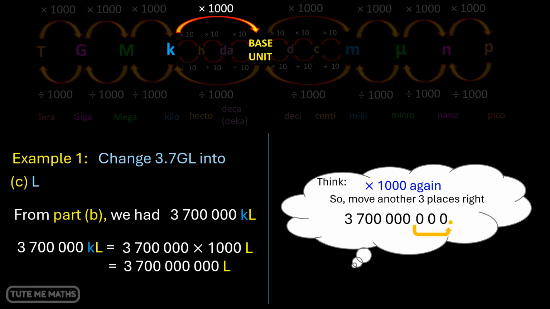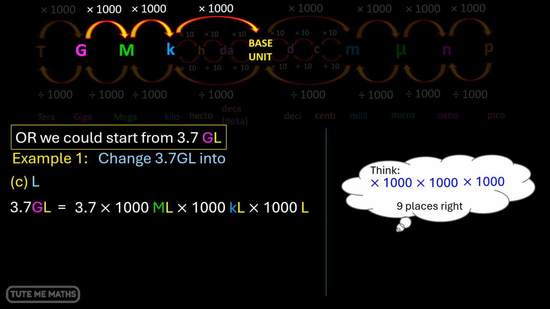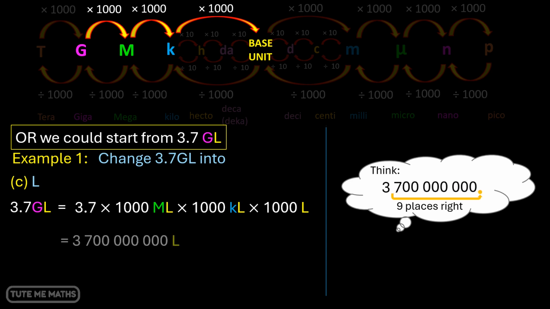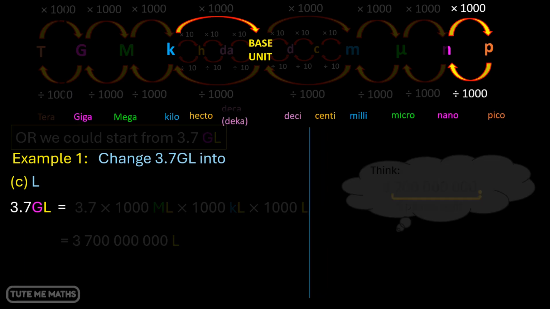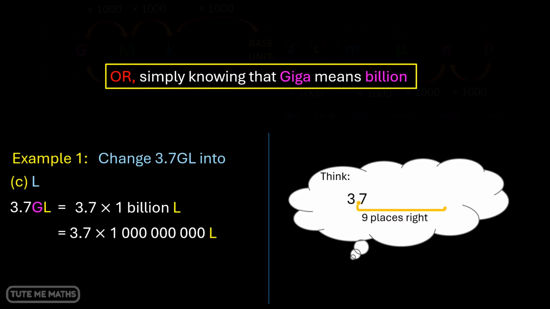If parts A and B had not been done first, we would start with 3.7 gigalitres and multiply by 1,000 3 times. This is still the same as moving the decimal point 9 places to the right. Another way of saying 3,700,000,000 is 3.7 billion. If you know the prefixes and their meanings, you could have started by knowing that giga means billion, so 3.7 gigalitres is 3.7 billion litres. 1 billion is a 1 followed by 9 zeros, so we also know to move the decimal point 9 places to the right if we want the decimal form.